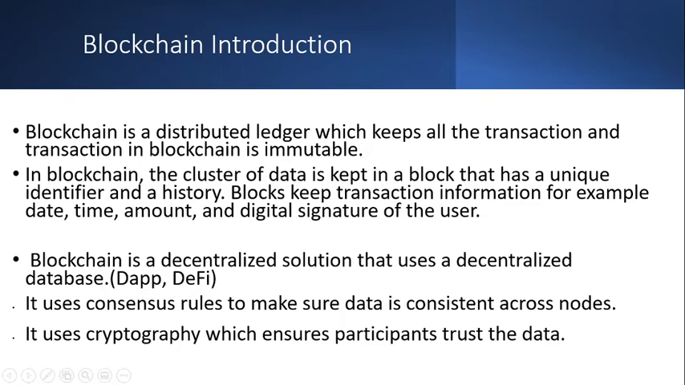In blockchain, the cluster of the data is kept in a block that has a unique identifier and a history. Blocks keep transaction information, for example, the date, time, amount, and the digital signature of the user. Blockchain is connection of network of devices such as computers, mobiles. One device is considered as one node.